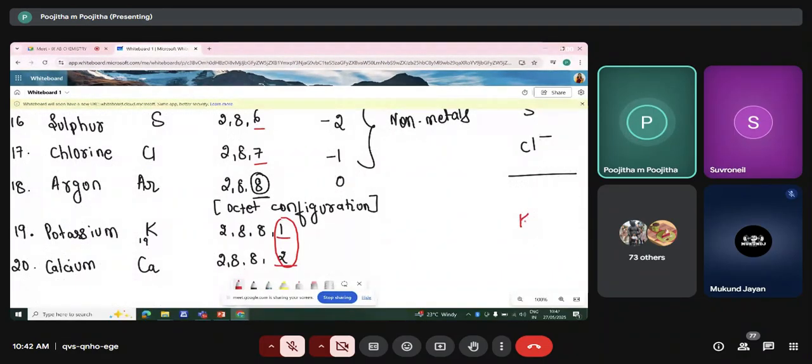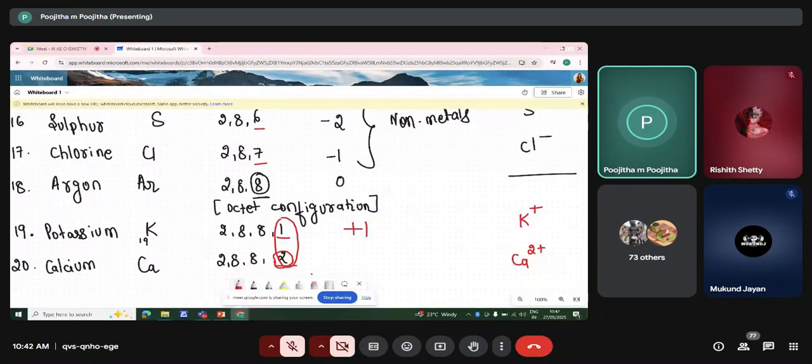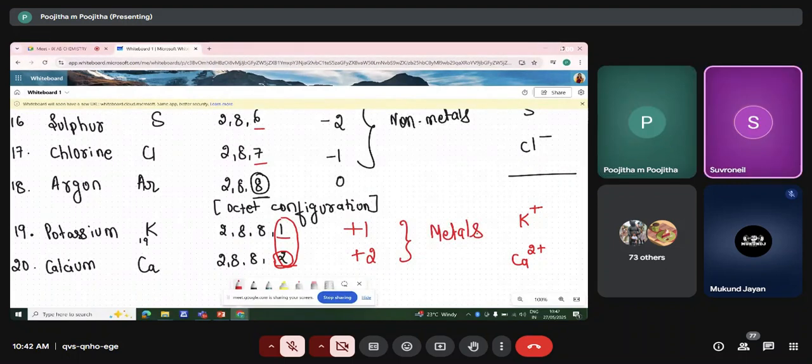So potassium atom loses 1 electron. So what ion will it form? K plus. Calcium has a tendency to lose these 2 electrons. So calcium will form Ca2 plus ion. So valency is nothing but charge on the ion. So valency of potassium is +1. Valency of calcium is +2. So these two elements are metals.